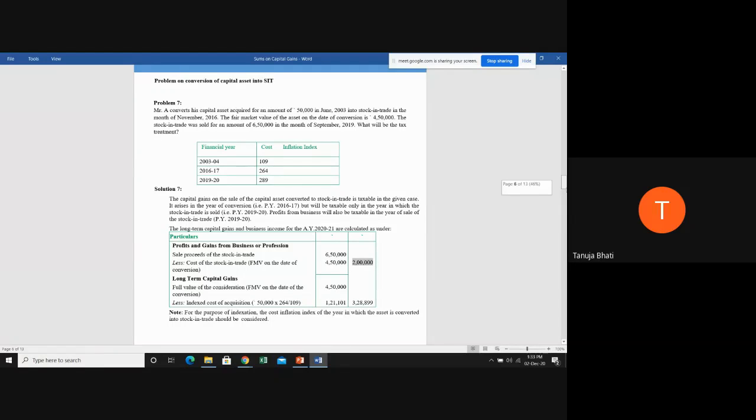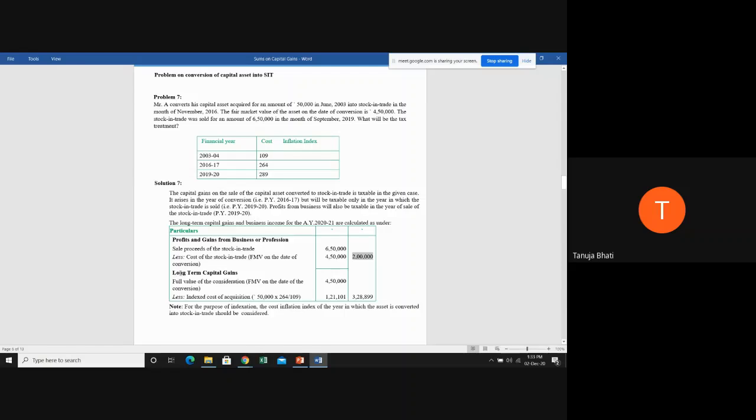Okay. Second, we know that there is a long-term capital gain also that arises. So here first we take sales consideration. Now sales consideration is nothing but fair market value on the date of conversion. What is the fair market value on the date of conversion? It is 4,50,000. Less expenses on transfer, which are not there. You get net sales consideration. Less indexed cost of acquisition.